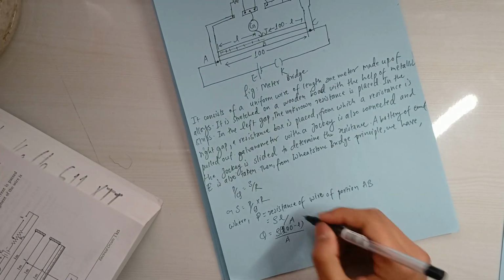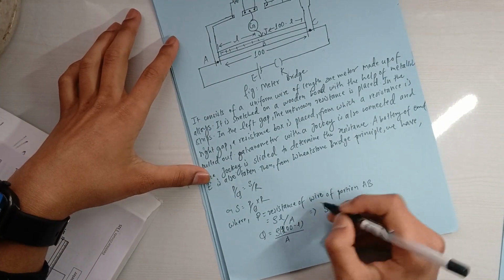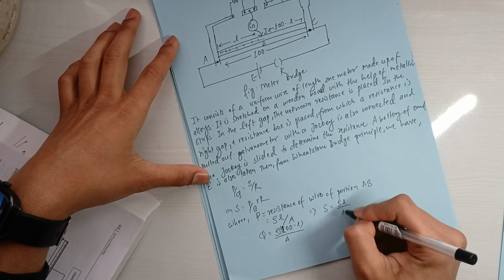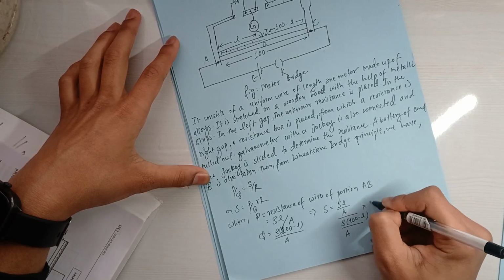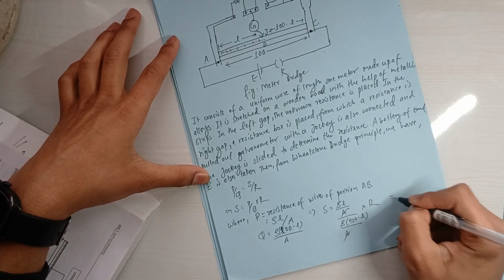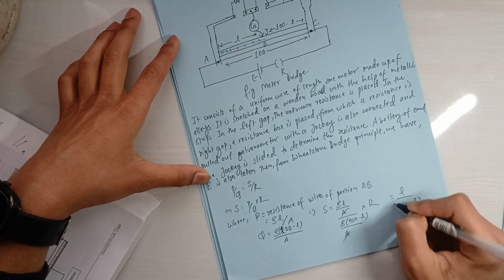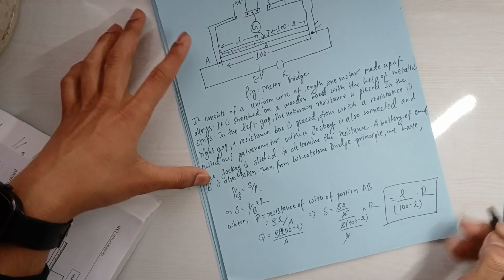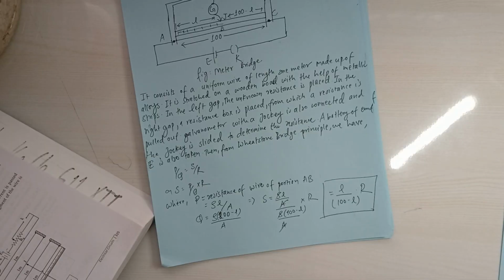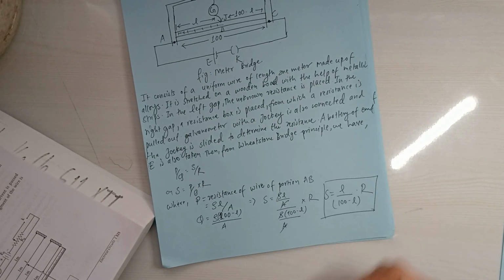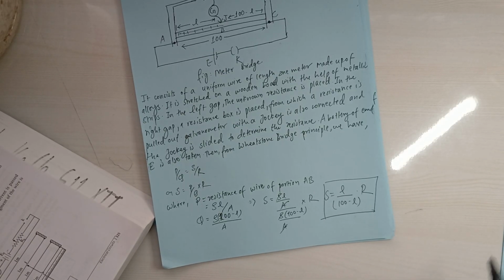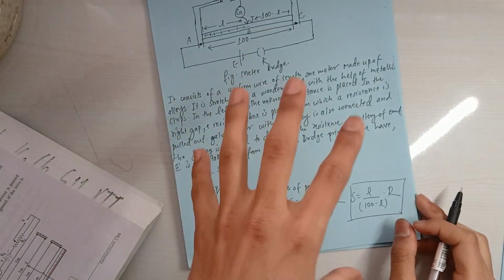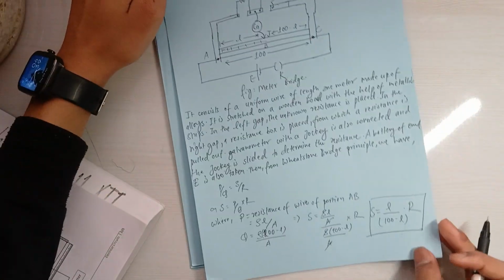So if you replace all the values, you get S equal to P, which is rho L by A, upon rho 100 minus L by A, into R. You cut down the A, you cut down the rho, you get L by 100 minus L times R. This is the standard formula for the determination of the unknown resistance using the meter bridge instrument. So now we are doing some numericals related to this specific thing. So yeah, let's start.